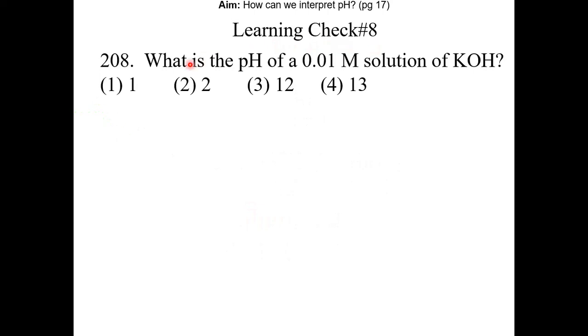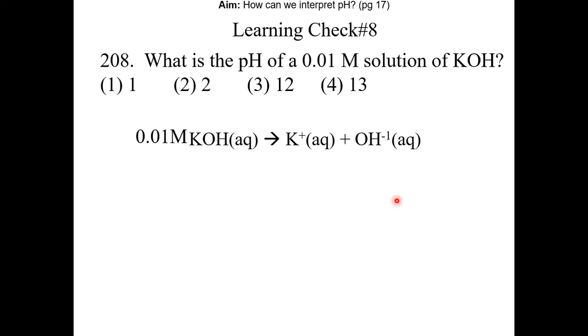Learning check number 8. What is the pH of a 0.01 molar solution of KOH? Pause the video, resume when completed. The first step is to figure out the concentration of the ions. Since KOH is a strong base, it dissociates completely, 100%. So if we have 0.01 molar of KOH, we basically have 0.01 molar of each of the ions.